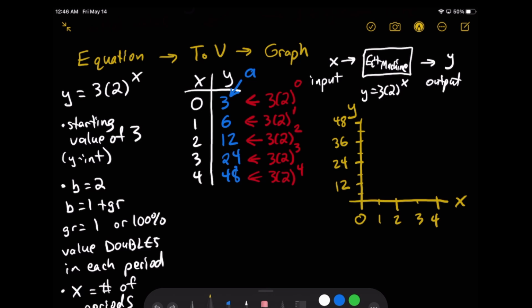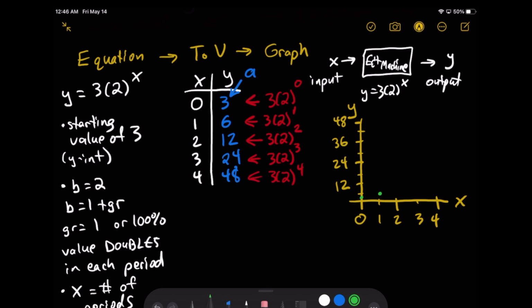But let's try graphing this. So I know that when x is equal to 0, y is equal to 3. So when x is equal to 0, I don't need to move left or right. I'm just going to go up 3. It's a little tricky to measure because my first line here is already at 6. So just kind of eyeball it, get it as close as you can, and that 3 point's going to be right about there. Next up, when x is 1, y is going to be 6.